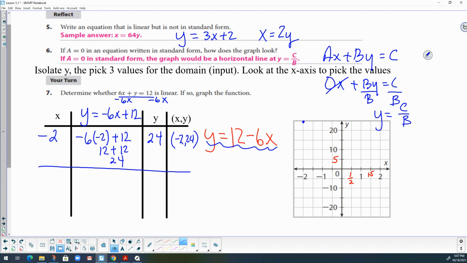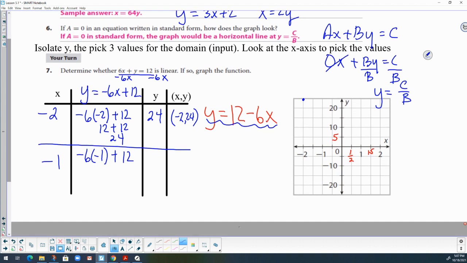So now I'm going to look at my next one, and I'm going to do a negative 1. So again, negative 6 times a negative 1 plus 12. This is a positive 6 plus 12, so this is 18. My output here is 18, so my ordered pair is negative 1, 18. So I'm going to come to negative 1, find 18. So here's my x negative 1, and I'm going to go up to 18. And it's somewhere in there.